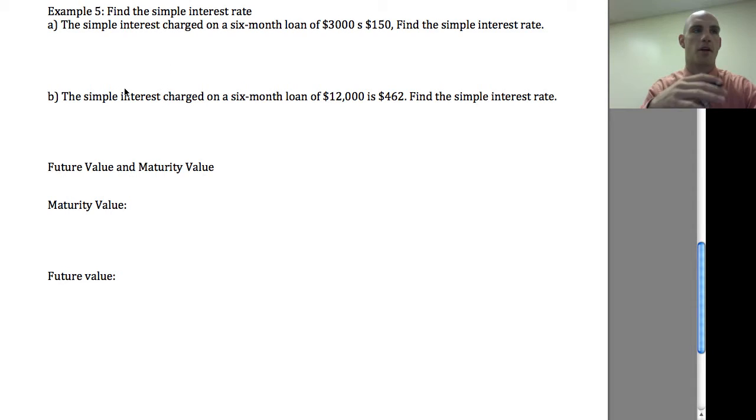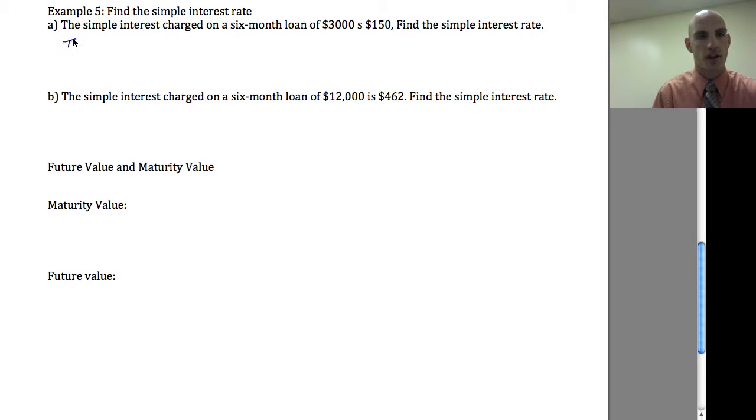Welcome back. Today we're going to talk a little bit more in depth about the theory of simple interest. Sometimes we need to figure out the simple interest rate. For example, if we know how much interest we made and we know how much we invested, we can figure out the simple interest rate. And so we're going to use the same formula, we're just going to work a little bit backwards.